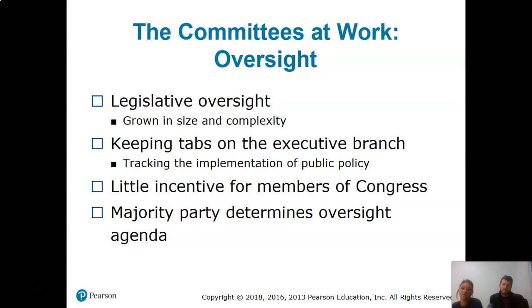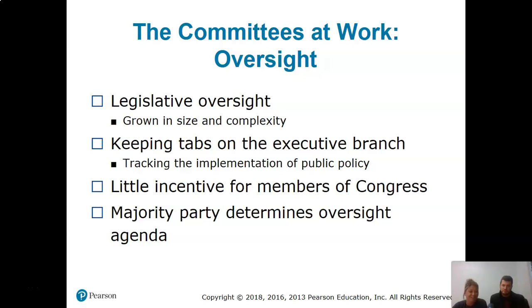So another part of oversight is just keeping tabs on the executive branch. Part of the legislative branch's job is making sure the executive branch and the president are properly carrying out their functions. The executive branch is tasked with implementing the policies that are created by the legislative branch. So the legislative branch is going to make sure that all these bureaucracies, which are the agencies within the executive branch, are carrying out and properly enforcing these laws that the legislative branch has made.